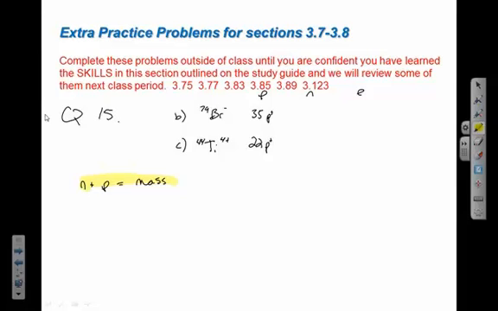So we would take, for bromine, 79 minus 35, and we get 44. And for the titanium, 44 minus 22 gives me 22.